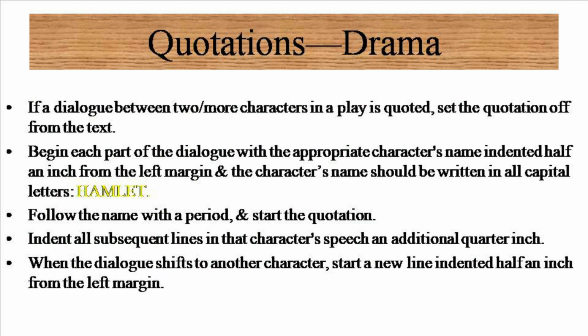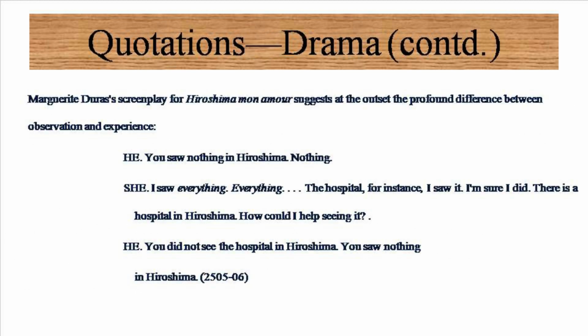If a dialogue between 2 or more characters in a play is quoted, set the quotation off from the text. Begin each part of the dialogue with the appropriate character's name indented half an inch from the left margin, and the character's name should be written in all capital letters. Follow the name with a period and start the quotation. Indent all the subsequent lines in that character's speech an additional quarter inch. When the dialogue shifts to another character, start a new line indented half an inch from the left margin.